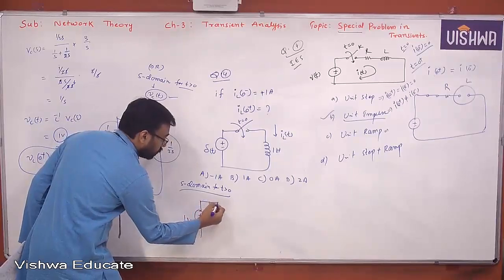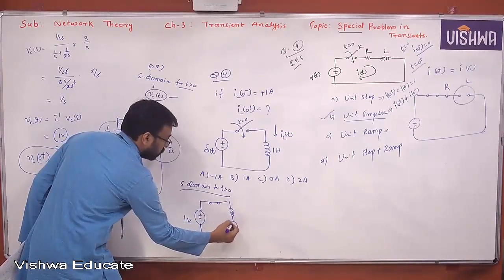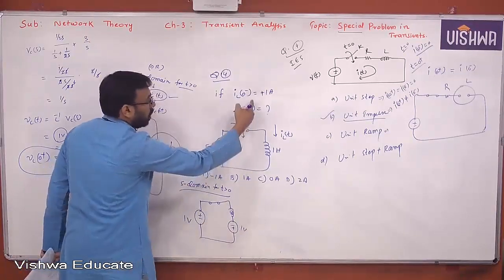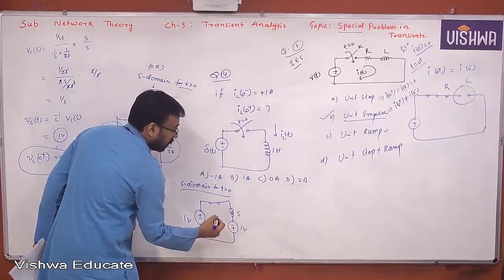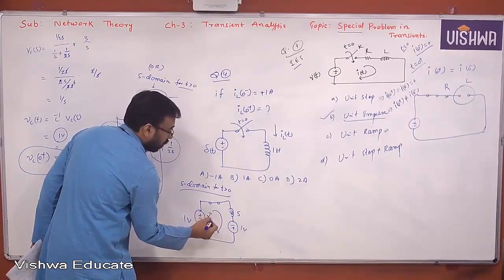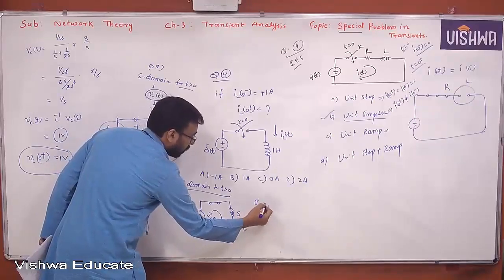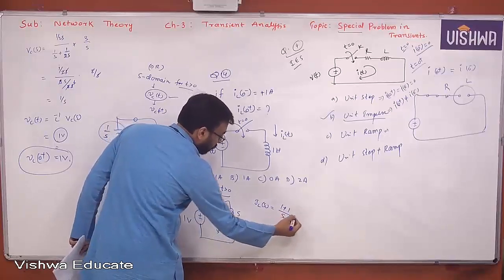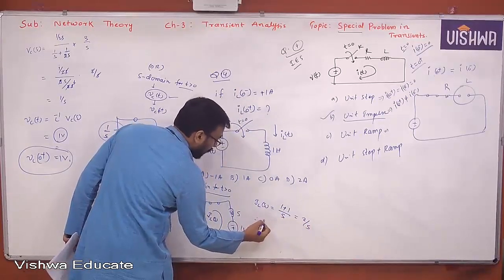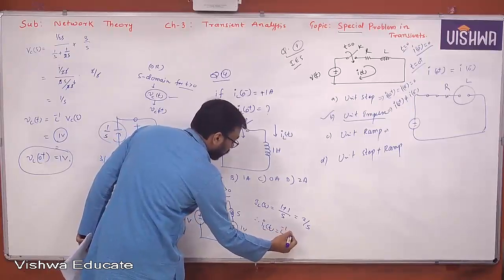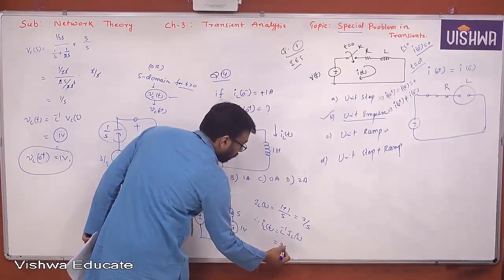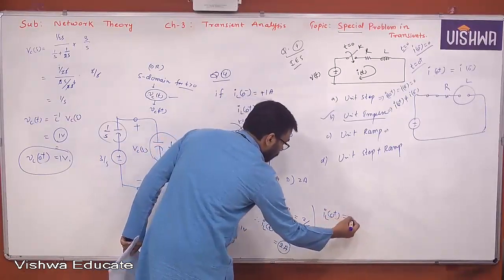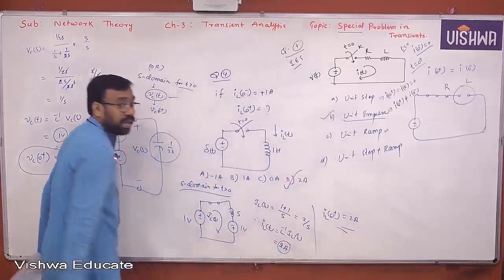1 volt. What is this value? 1 volt, because 1 into 1, right? So this is what actually IL of S. So what is IL of S here? 1 plus 1 by S, that is 1 plus 1 by S. Therefore, IL of t is the inverse Laplace of IL of S. That is 2 amperes. That's it. When IL of t is 2 amperes, what is IL of 0 plus? It is also 2 amperes. Option D is correct.